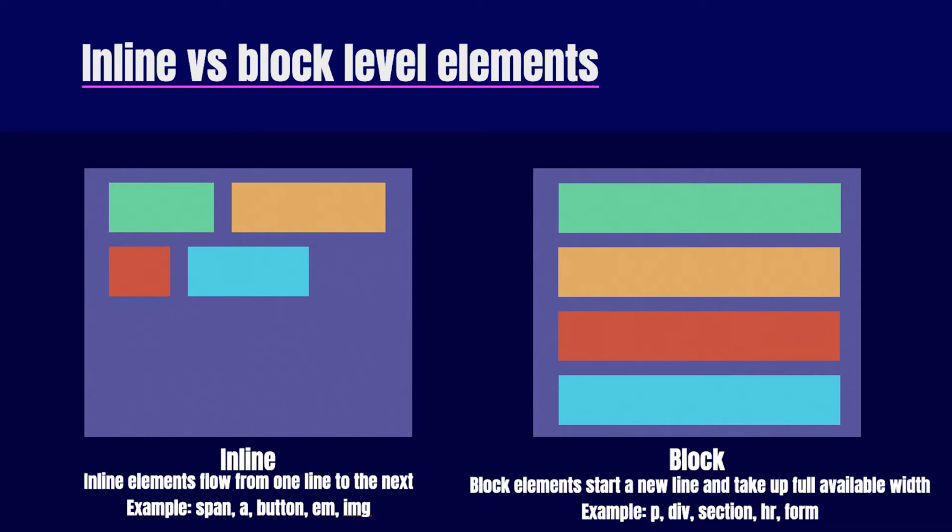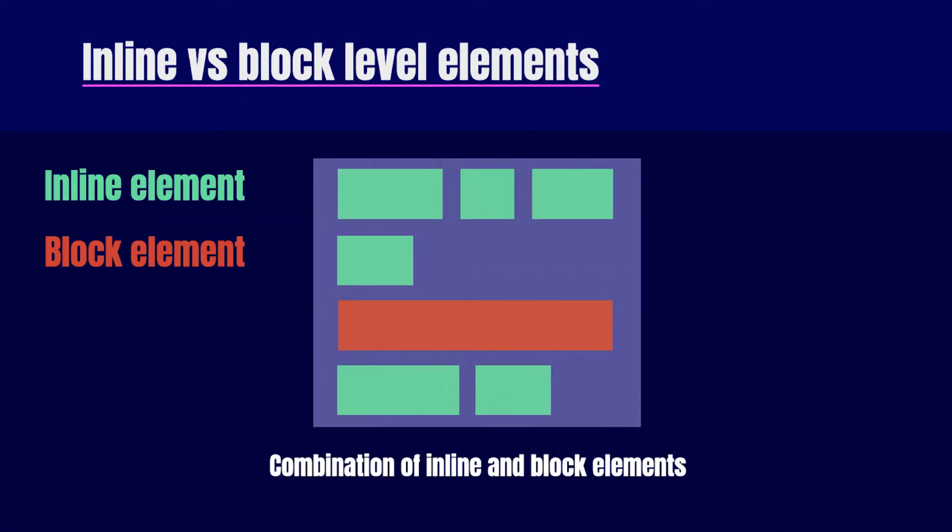Whereas with inline elements on the left, such as spans or anchor tags, they flow from one line to the next. To show their behavior together, you can see here that the green inline elements go side by side with each other without issue. And as soon as the red block element is introduced, it starts itself on a new line and takes up 100% available width.